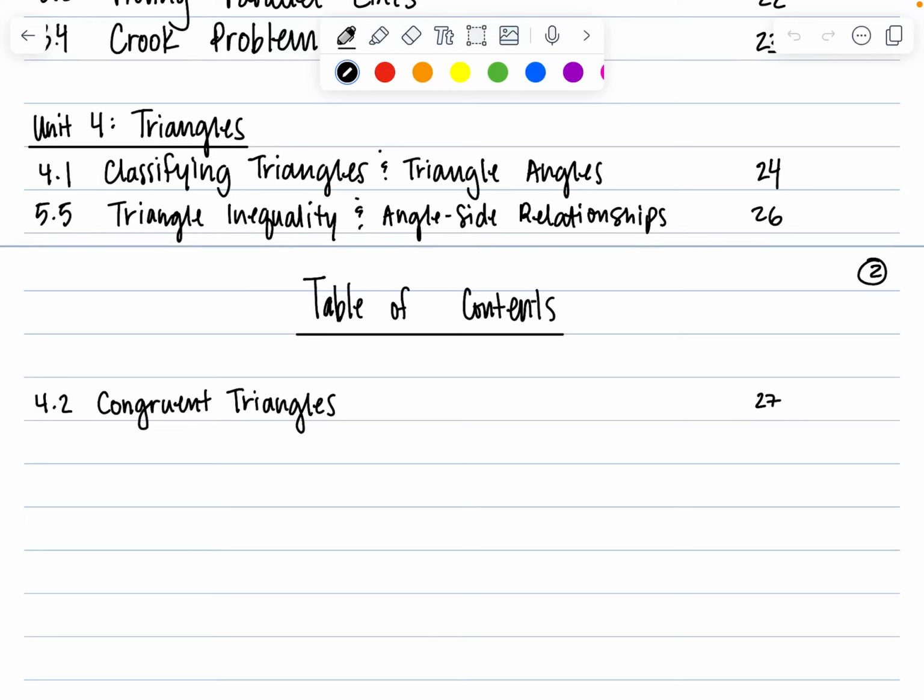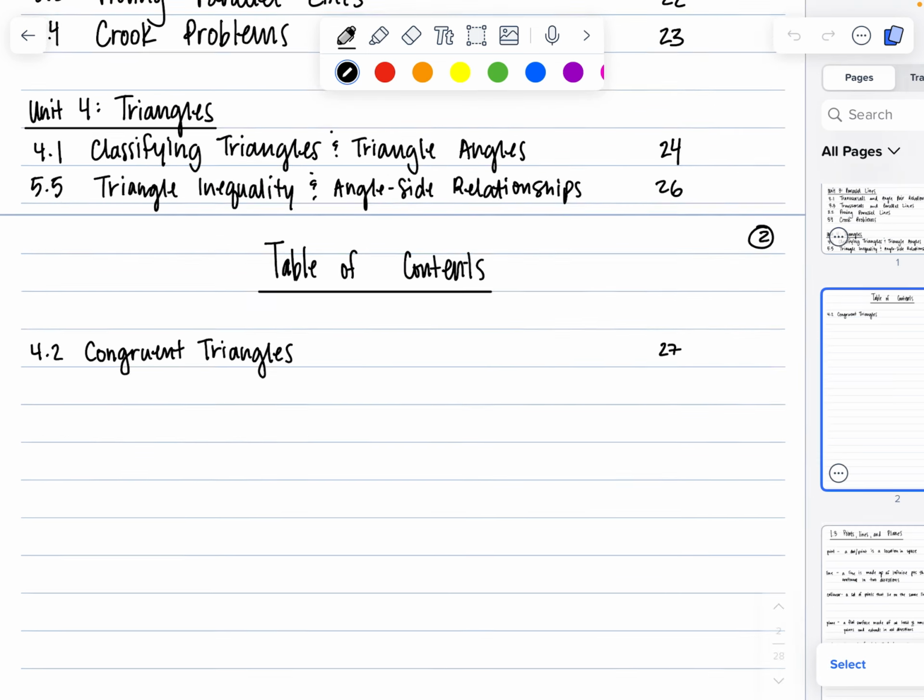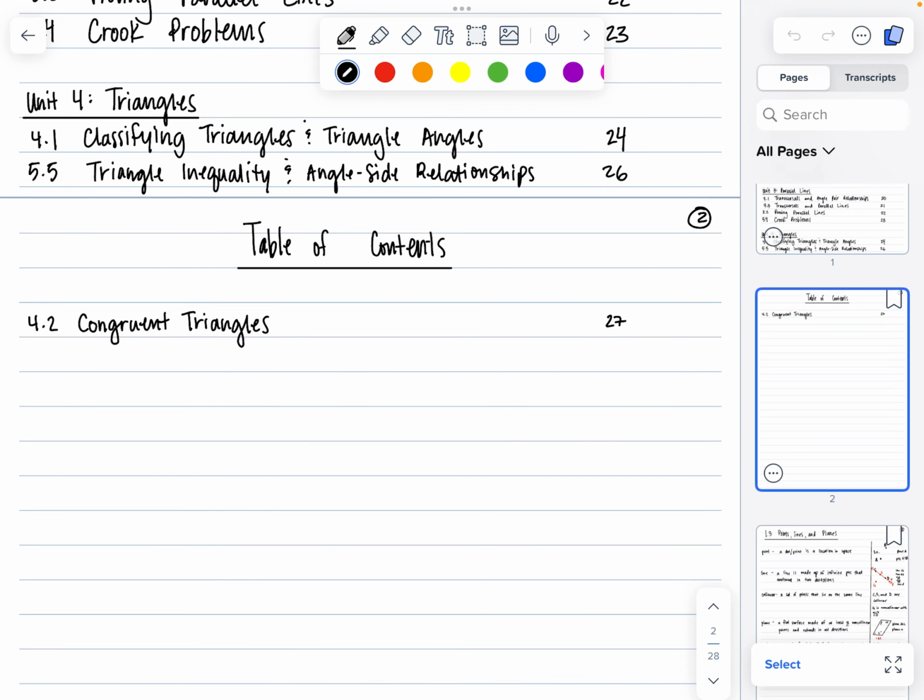Hello and welcome to a new section on 4.2 congruent triangles. So we're continuing our triangle unit, and congruent triangles is something relatively new. We do know what congruent means. We'll go ahead and get this title down.